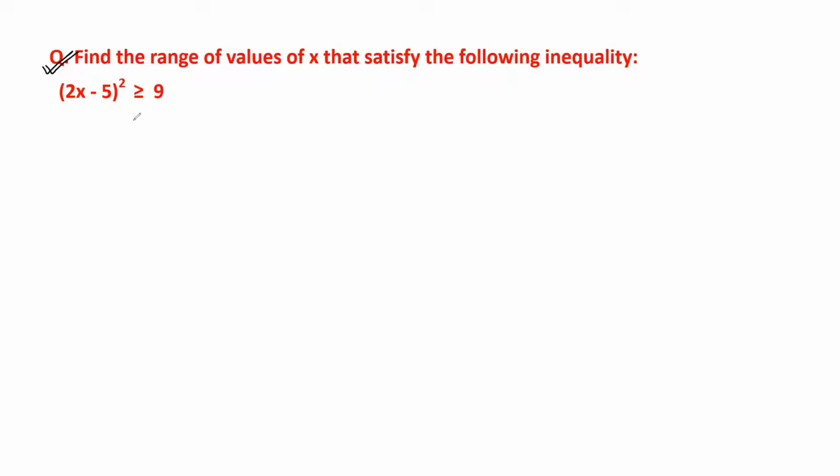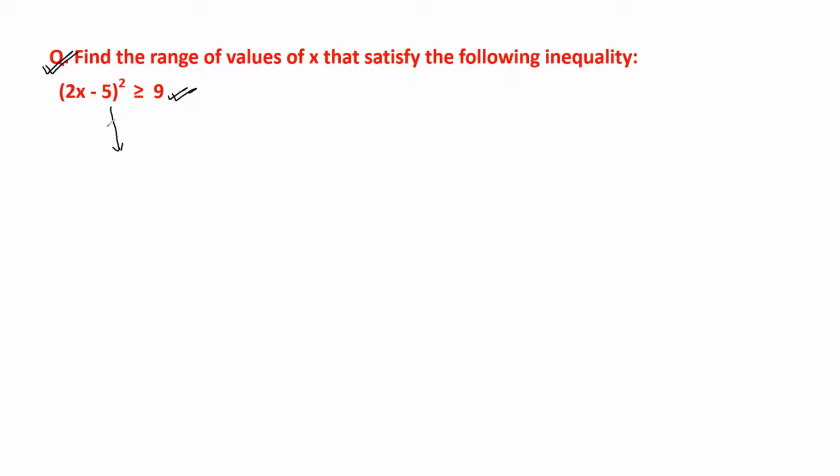So we need to find the range of values of x which is satisfying this inequality. There are two ways by which we can find it. First, we can break this (2x minus 5) whole square using the (a minus b) whole square formula, form a quadratic inequality, and find its factors from which we can find the range of values. Or we can take this 9 to the left hand side, and then use the formula of a square minus b square, from which we can also find the range of values of x.